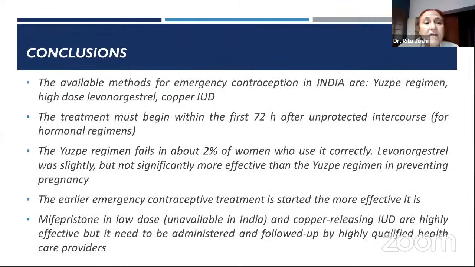Concluding here, the available methods in India are the Yuzpe regimen, high dose levonorgestrel, copper IUCDs, and yes, we are soon going to get the DCGI approval for ulipristal, and the treatment should begin within the first 72 hours of the unprotected intercourse. Early emergency contraceptive treatment is to be started. If started in time, it is very effective. Mifepristone in low dose is unavailable in our country, and copper IUCDs are highly effective, but they need to be administered and followed up by highly qualified healthcare providers.